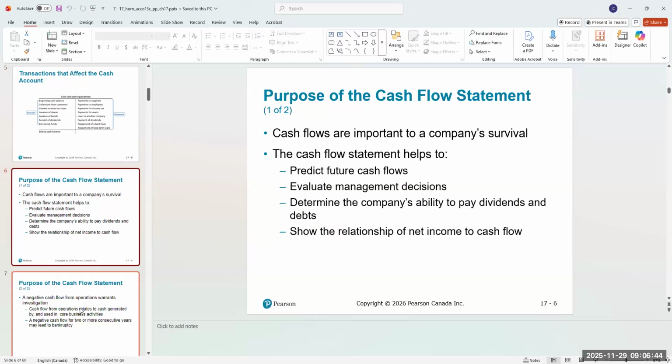The purpose of the cash flow statement is to help predict the future cash flow. If we see the cash flow is healthy, that means the company is healthy. That means we as investors may invest in that company. Obviously, the cash flow can show you how management is dealing with the situation and what kind of decisions they're making. If the cash flow is improving, that means management is making good decisions. It also determines the company's ability to pay dividends. Obviously, if the company has cash and generates cash, the company is going to be healthy and is going to be able to pay dividends, or it's going to pay debt.